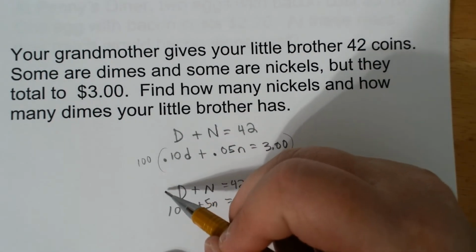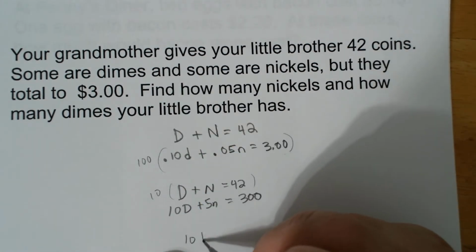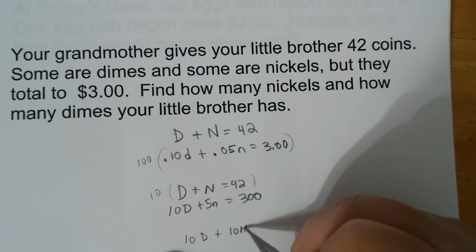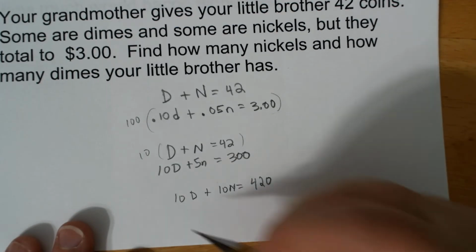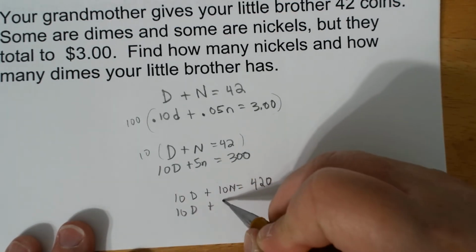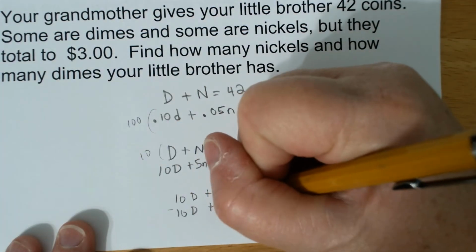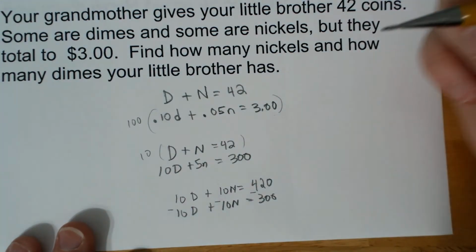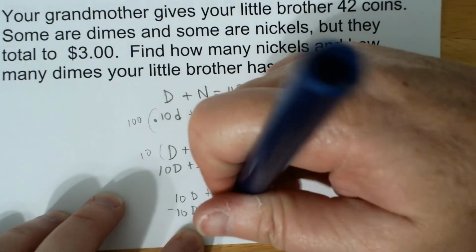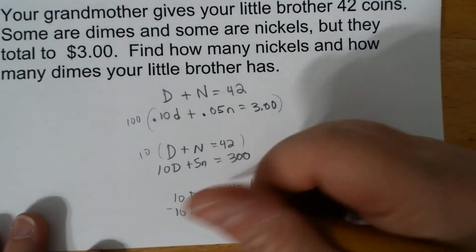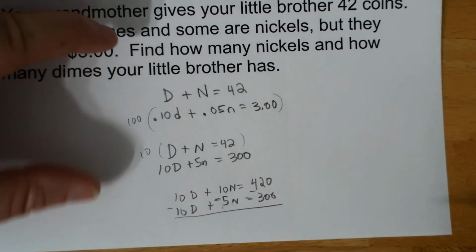Then I'm going to multiply this by 10. And so I'm going to have 10D plus 10N equals 420. 10D plus 5N equals 300. Going to change the signs. Oh, I messed that up. Was not paying attention. That is 5. I noticed my mistake because both the dimes and the nickels were going to disappear.